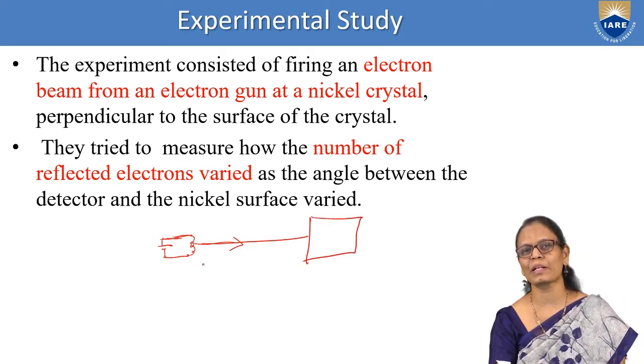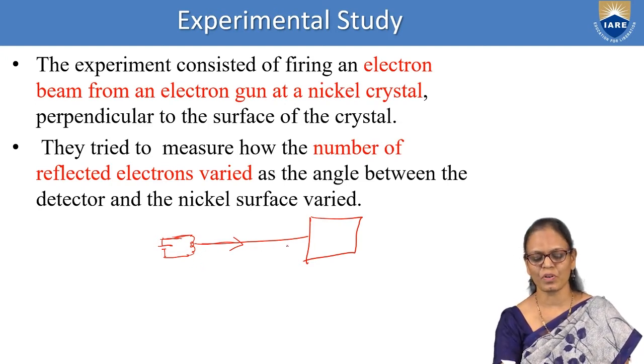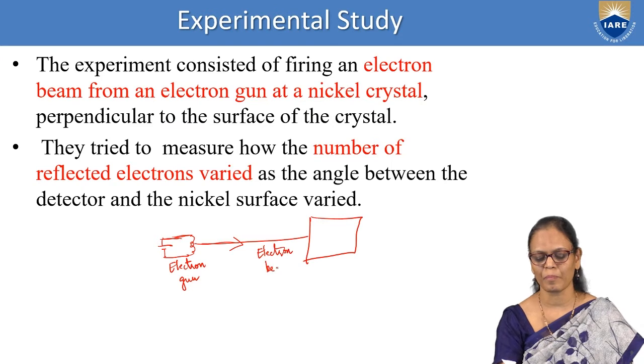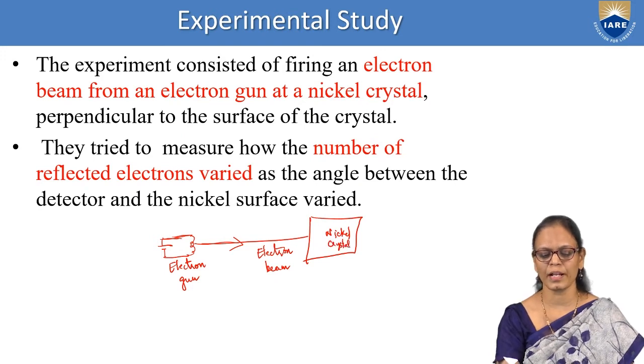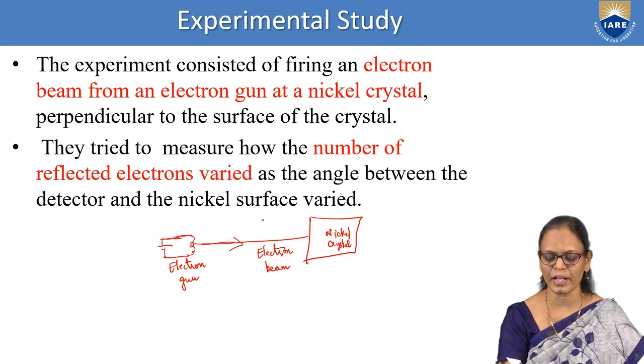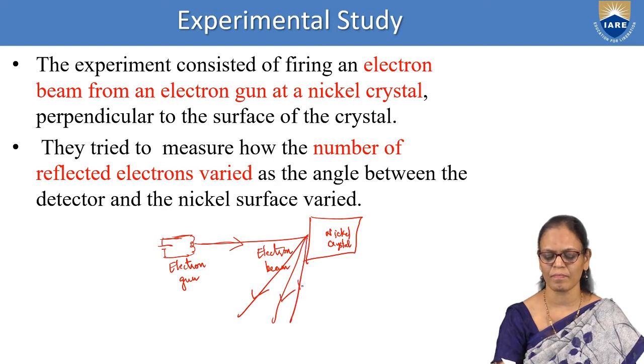So what does the experiment consist of? It consists of firing an electron beam. So this is the electron gun, and this is the beam of electrons, the electron beam. And this is the nickel crystal. It is incident perpendicular to the surface of the crystal. And now, after incidence, how are they reflecting at different angles?